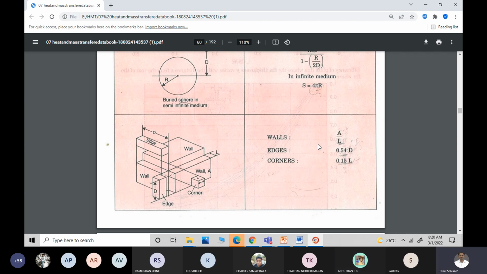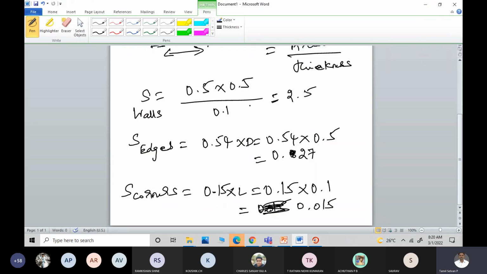What your question is right, because in our house we don't have it in the form of a cubicle. Actually, the rooms will be of rectangular shape or sometimes square shape, etc. I understand that. So then you have to find it individually. That's why I found out the conduction shape factor first, and then finally we have to find out how many edges and how many corners there are.